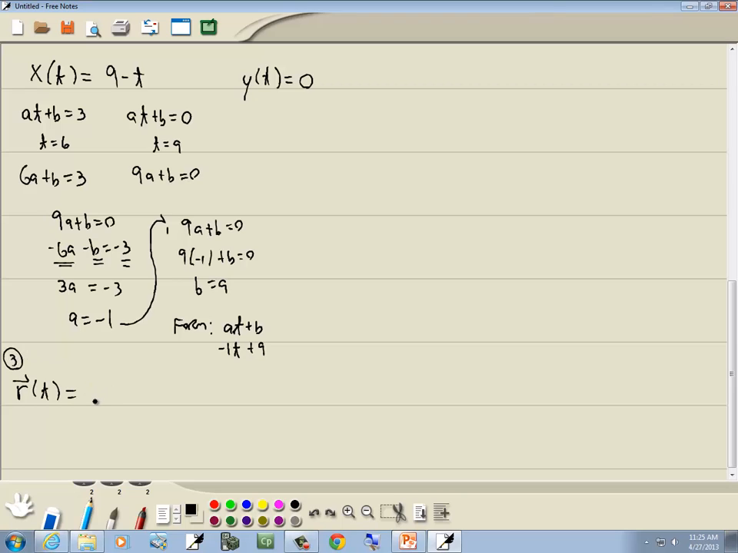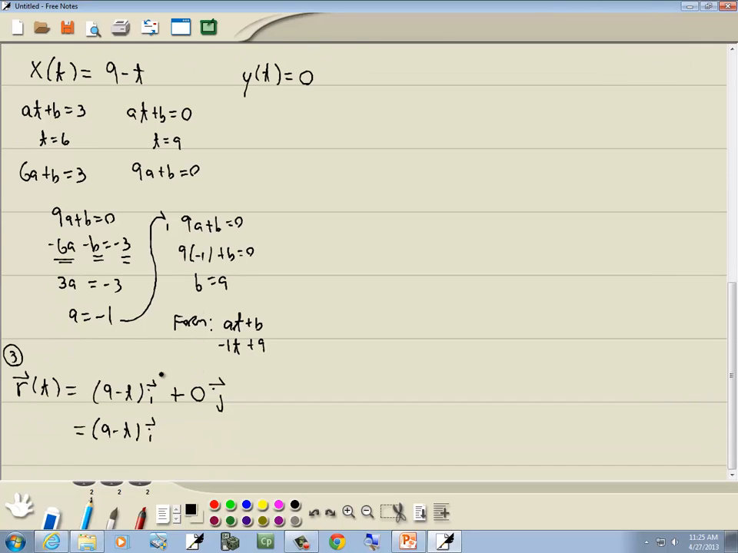Let me see, what was x? 9 minus t, i, plus our y, which is 0, j, which we know is going to drop away. So that just gives us 9 minus t i. And this is from, what did I say, 6 to 9? 6 to 9 for t.